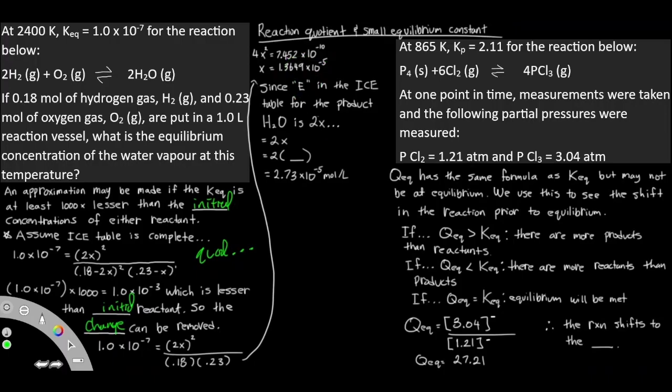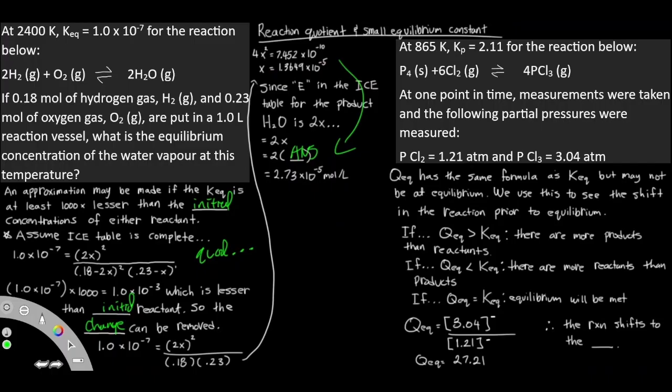Since E, our equilibrium in the ICE table for the product of H2O, is 2X, as you can see, this here is the 2X. Again, you do the ICE table on your own to see how we got 2X as our product at equilibrium. 2X, we're just going to substitute our X over here. So this is our answer for X. We're just going to bring it down, substitute it, and you end up getting this many moles per liter. Again, ICE table is going to be in moles per liter as a disclaimer.